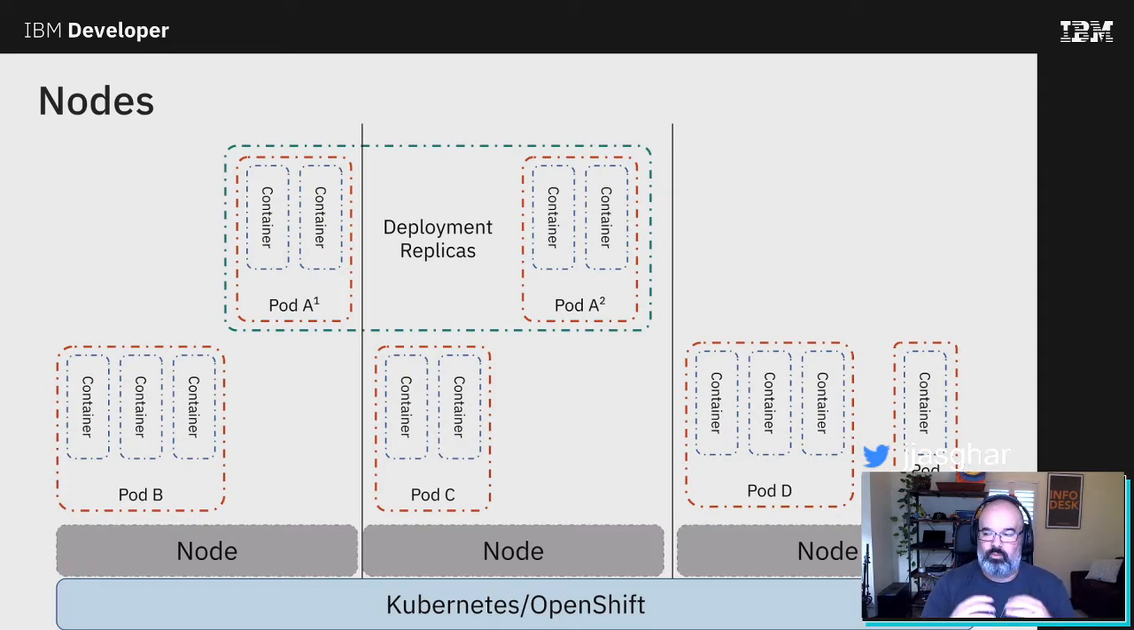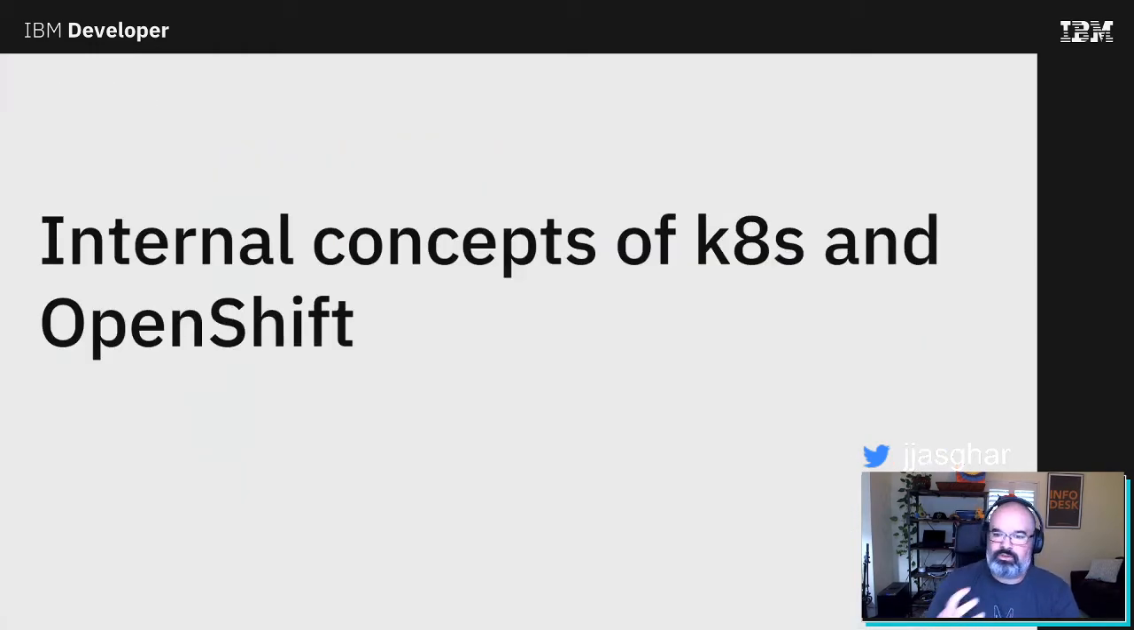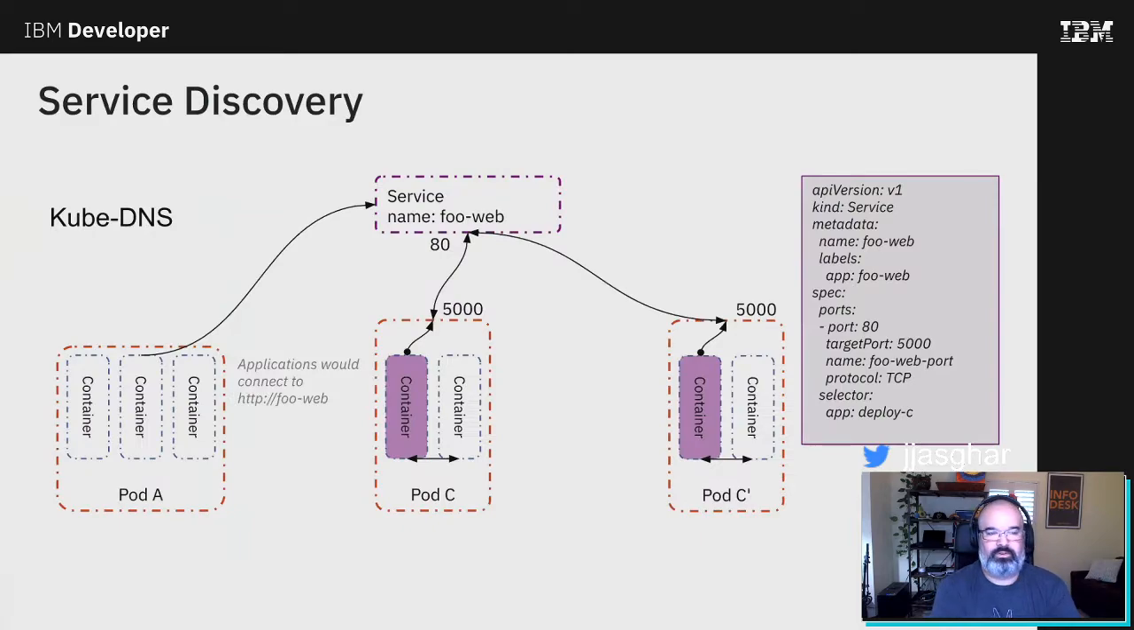So in essence, as this diagram shows, everything is just Kubernetes and OpenShift. Nodes can be anywhere, as long as they can talk to the control plane. So let's talk about some internal concepts of Kubernetes, also known as K8s, and OpenShift, to make sure that as you see how it all comes together, why there are some advantages that we have here. All right, first thing first.